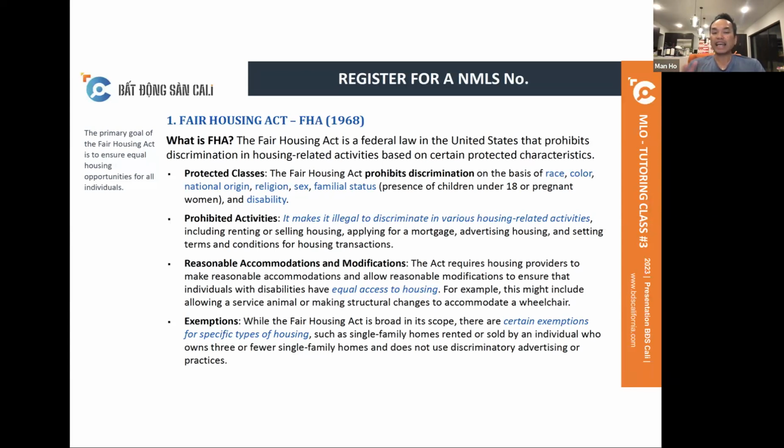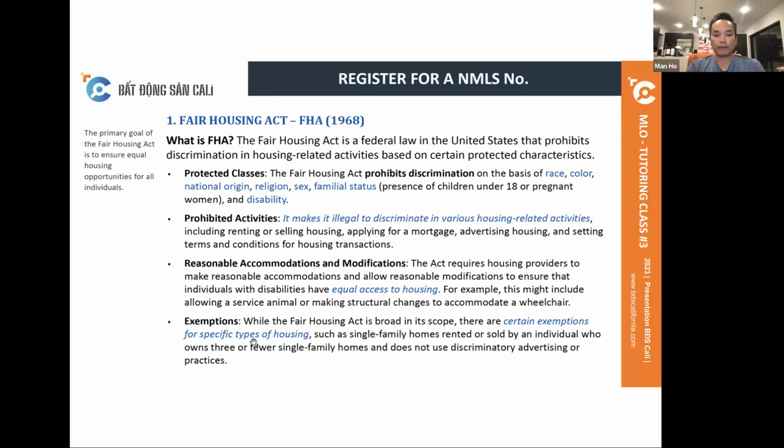Okay, exemption. This act protects a lot of different classes and a lot of different people, but there are some exemptions. There are certain people that this act won't protect, though some other classes are protected by a different act or law. Let's say this FHA Act won't protect, exemption like this.